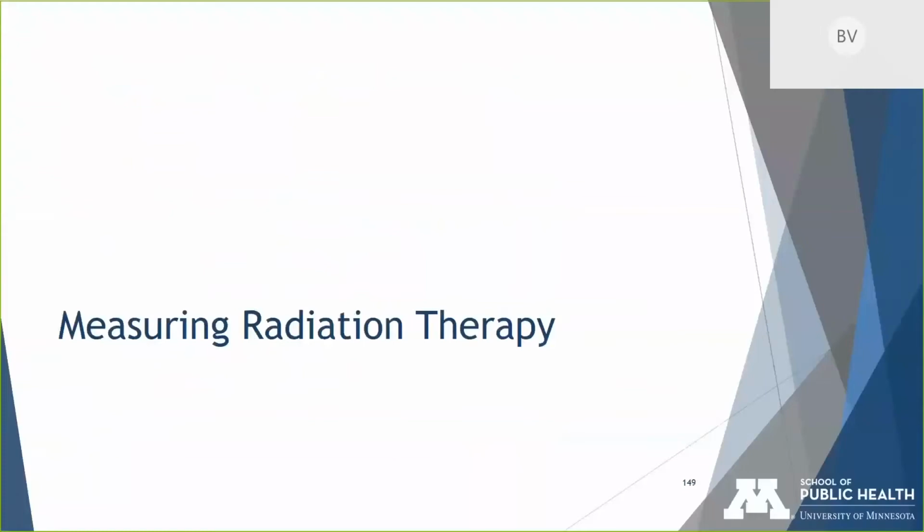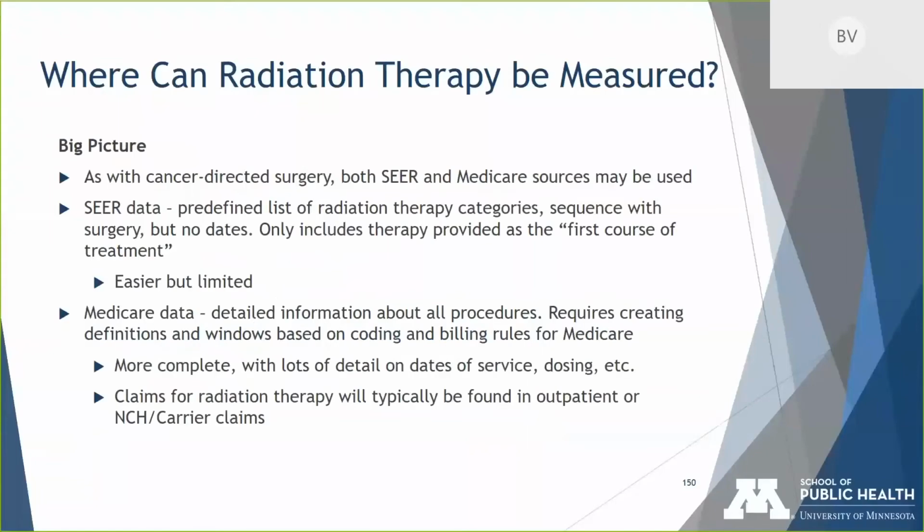Now let's move on to how you may identify radiation therapy within the SEER-Medicare data. As with surgery, you have 2 choices for identifying radiation therapy within the linked SEER-Medicare data. Both SEER and Medicare provide information on radiation therapy. So for the SEER data at a very high level, you have a predefined list of radiation therapy categories. You are also able to identify the sequence with surgery, but again, you have no dates to provide information on when that radiation therapy occurred.